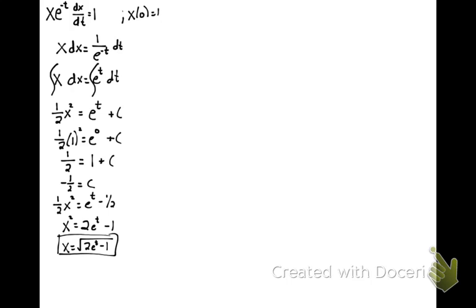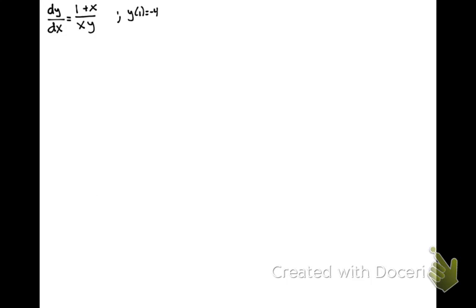We will do a few more examples. Let's start with number 10. Here dy/dx equals (1 plus x) over (x times y), and we know that y(1) equals negative 4, which means that when the input x is 1, the output will be negative 4.